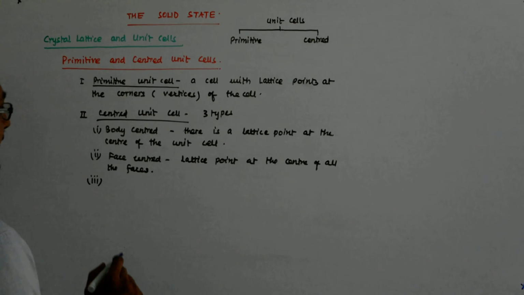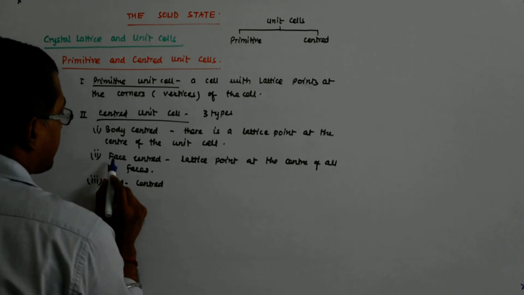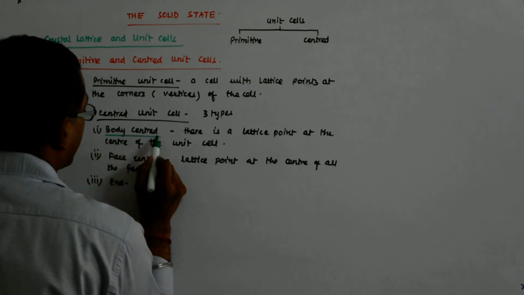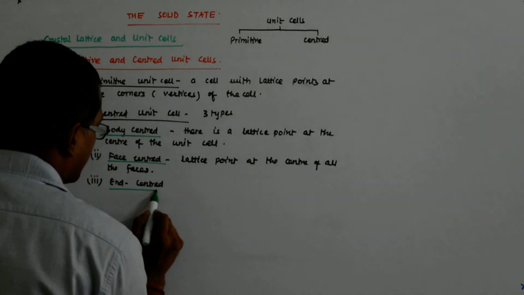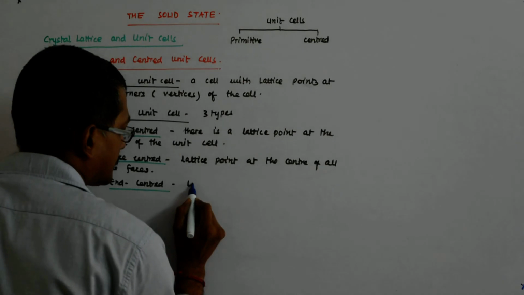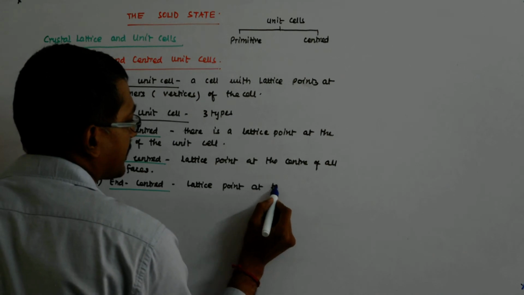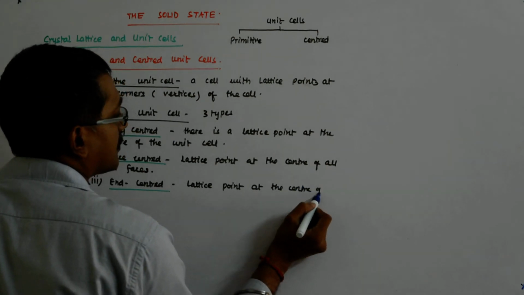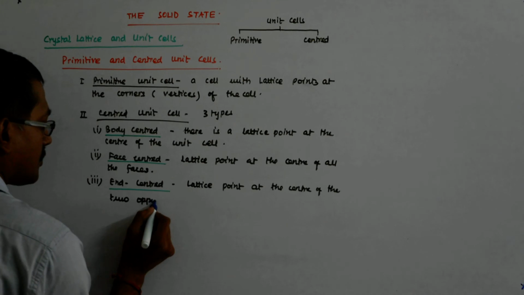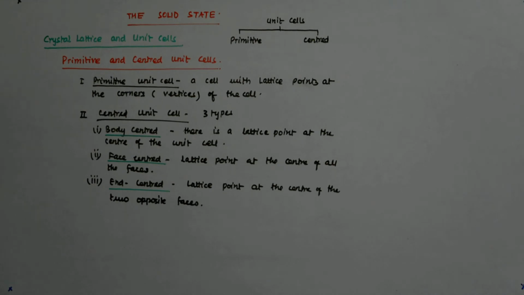there is an end centered, right? The end centered unit cell. So it has the body centered, the face centered, the end centered. So lattice point at the center of the two opposite faces. Fine.